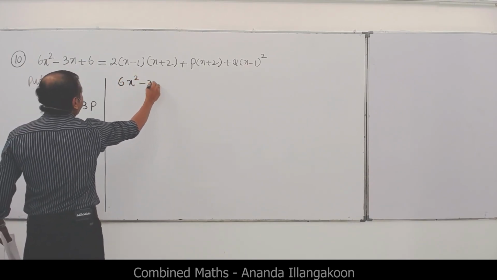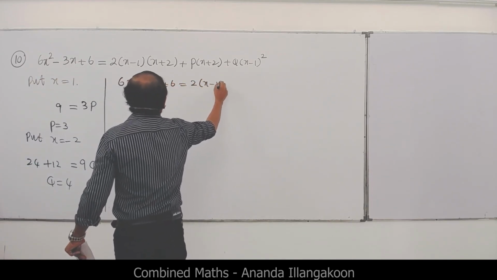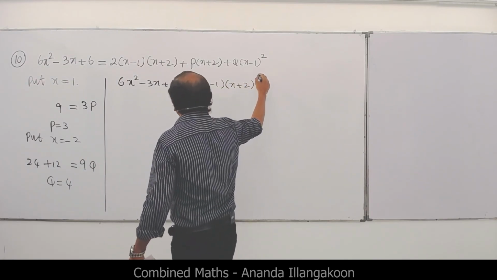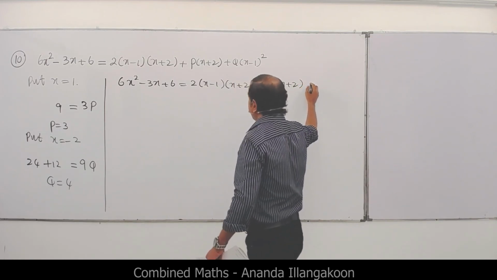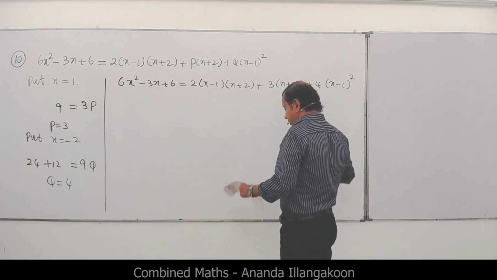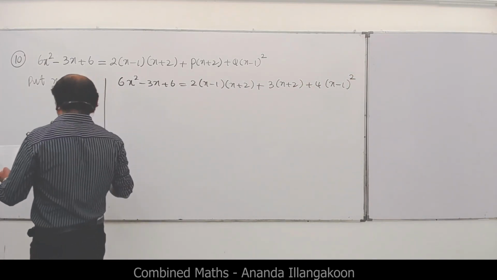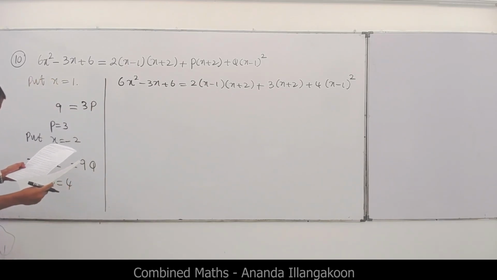6x squared minus 3x plus 6 is equal to 2 times (x minus 1)(x plus 2), P is 3, 3 times (x plus 2), Q is 4, 4 times (x minus 1) squared. Okay. Now asking to find the partial fractions of 2x squared minus x plus 2 divided by (x minus 1) perfect squared times (x plus 2), right.